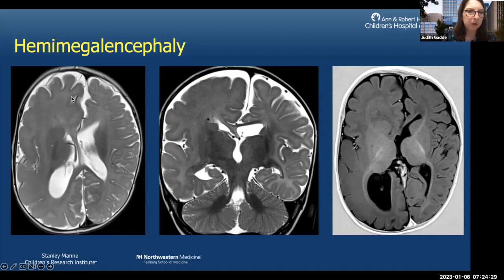And we can also just see how enlarged the right cerebral hemisphere is compared to the left. And the gyri and sulci are very abnormal as well. They're not as well defined as we can see on the normal contralateral side.